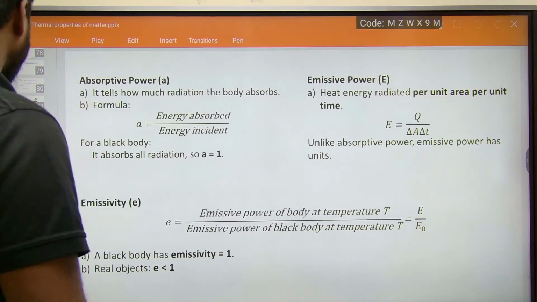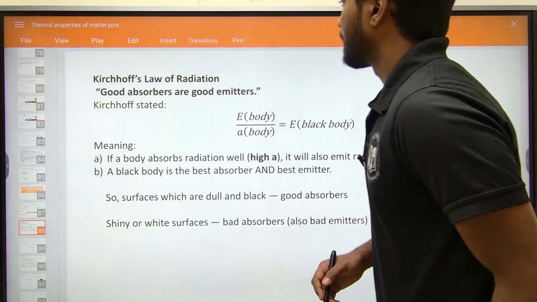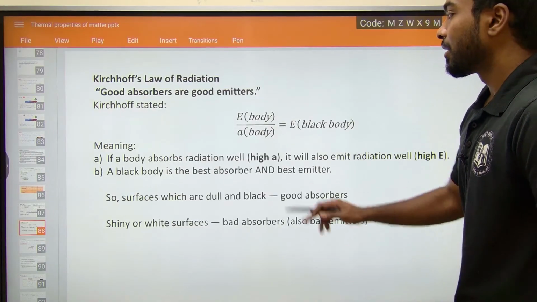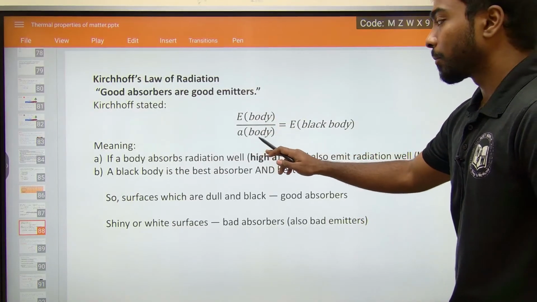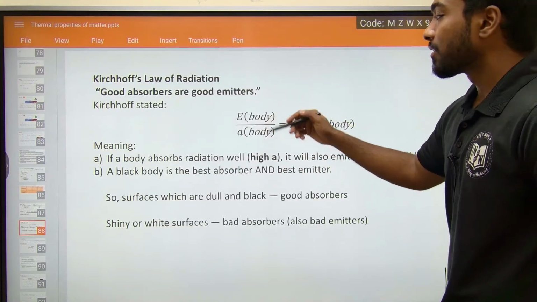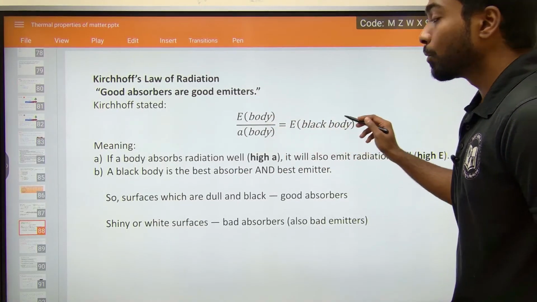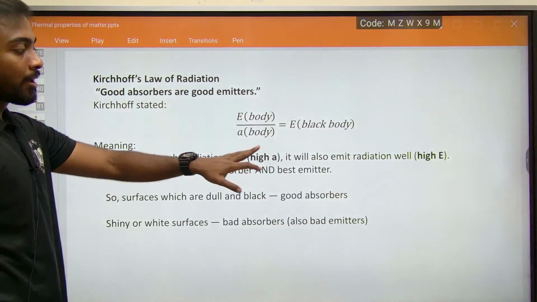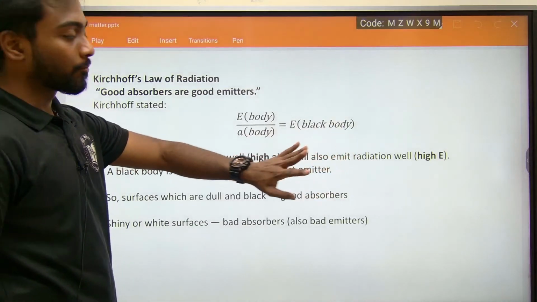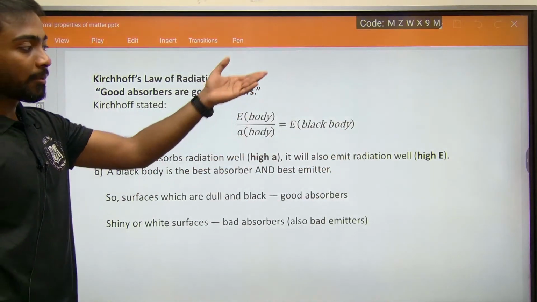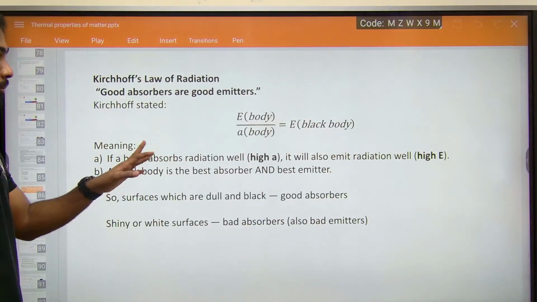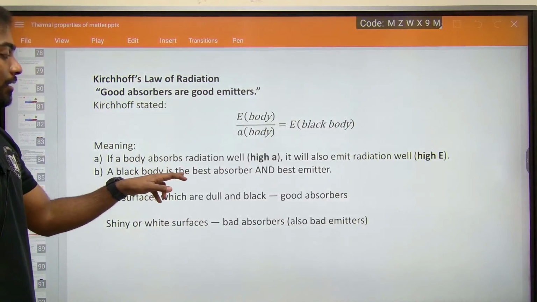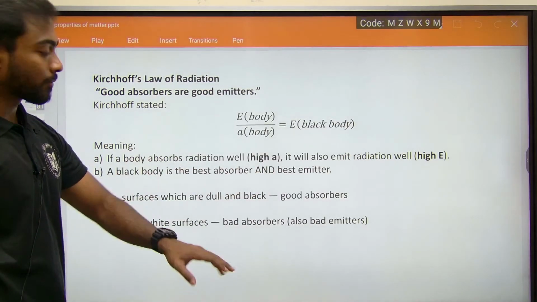Kirchhoff's law of radiation: good absorbers are good emitters. Kirchhoff stated that the ratio of emissive power to absorptive power is equal to that of the black body. The meaning is that if a body absorbs radiation well, it also emits radiation well. If absorption is high, emission will also be high. A black body is the best absorber and the best emitter.